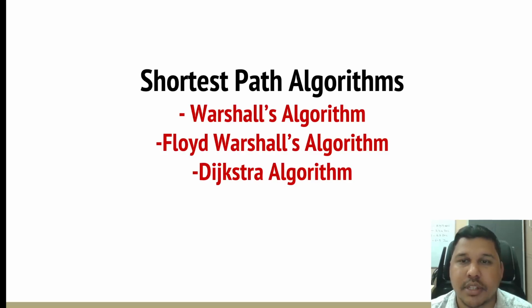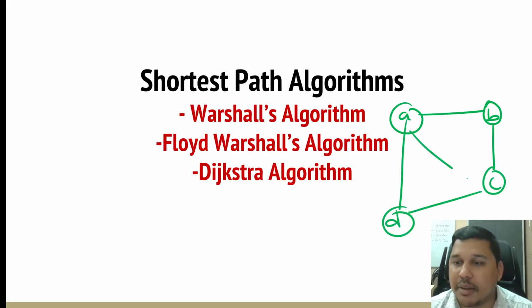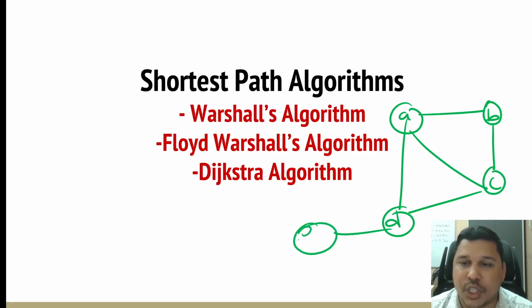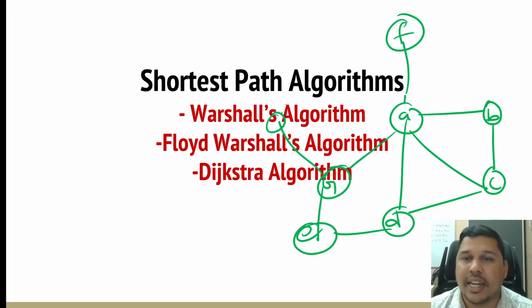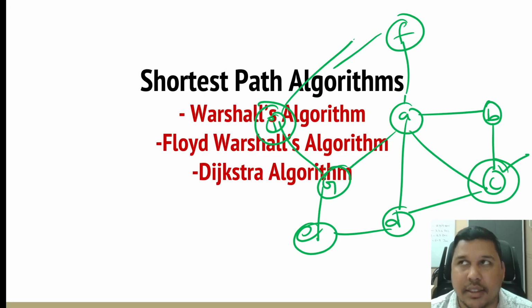Shortest path algorithms. Generally, when you are given a graph like this, which represents different cities, you have different paths, a very big graph where each vertex represents a different city. So, you want to reach city C from city A, and you have to find out the shortest path.